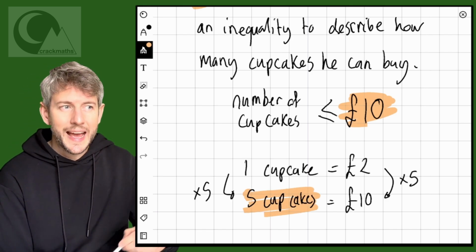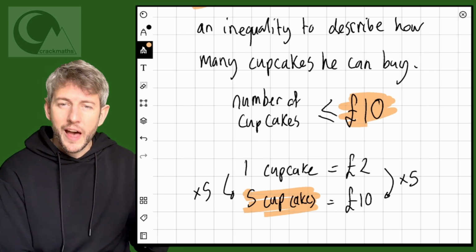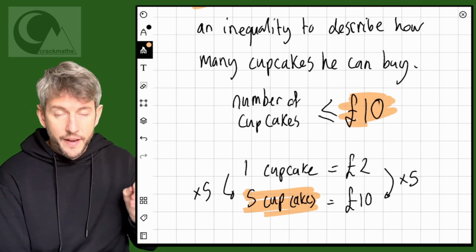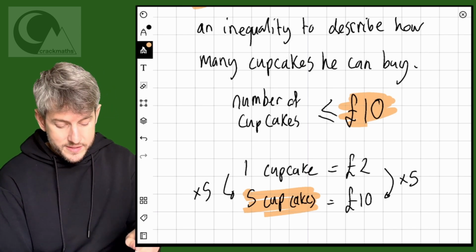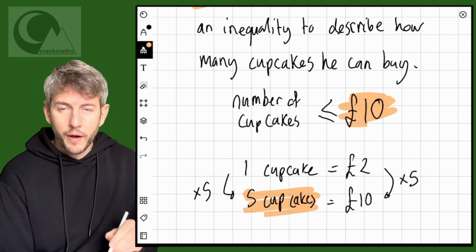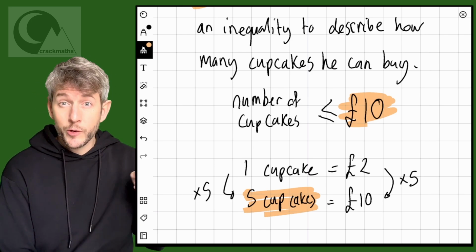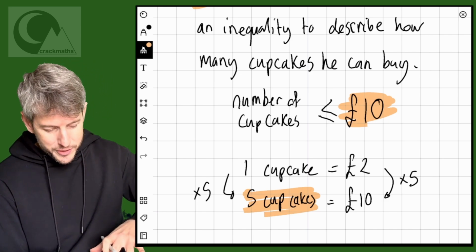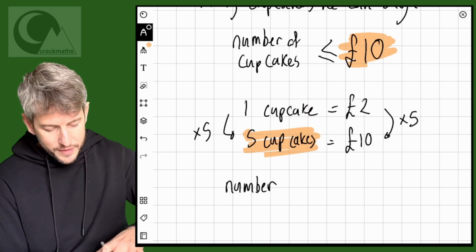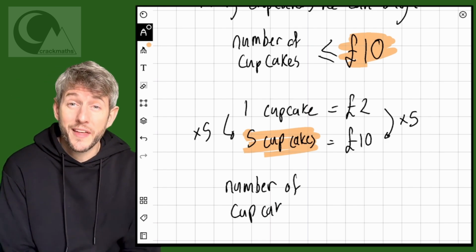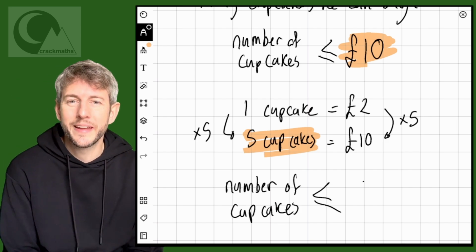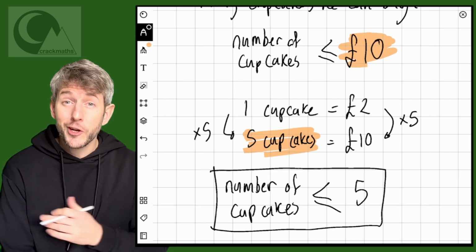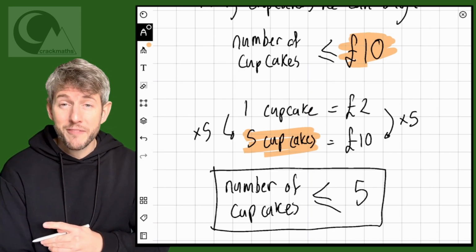Okay, so we can now do a switcheroo with these, and I can put this 5 cupcakes in the place of this £10, and I will know that the number of cupcakes John can buy has to be less than or equal to 5 cupcakes. So let me write that down as my final inequality, and then that will be that. So the number of cupcakes has to be less than or equal to 5. Okay, and that concludes this session on using mathematical symbols.